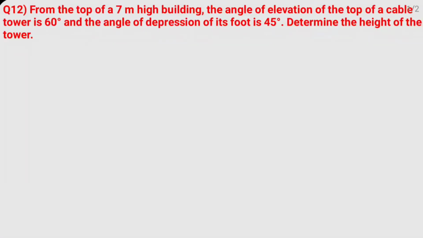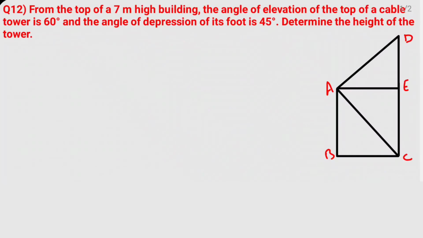Well students, look at the next problem. From the top of a 7 meter height building, the angle of elevation of the top of a cable tower is 60 degree and the angle of depression of its foot is 45 degree. Determine the height of the tower. So look at the figure. Here AB is a 7 meter height building and DC is the cable tower. Here we want to find out height of the cable tower.